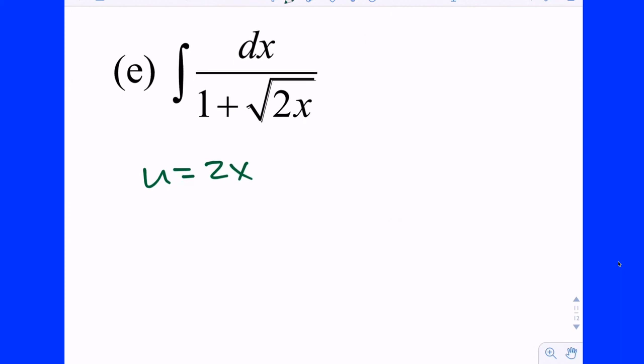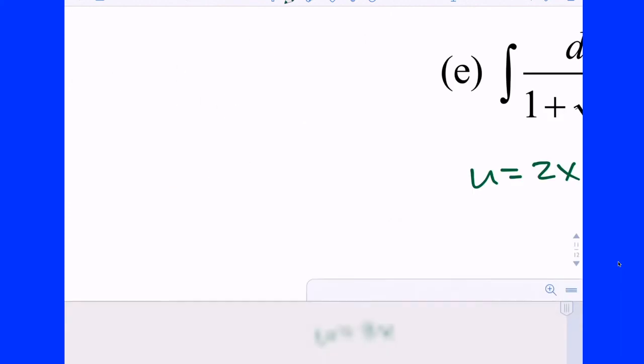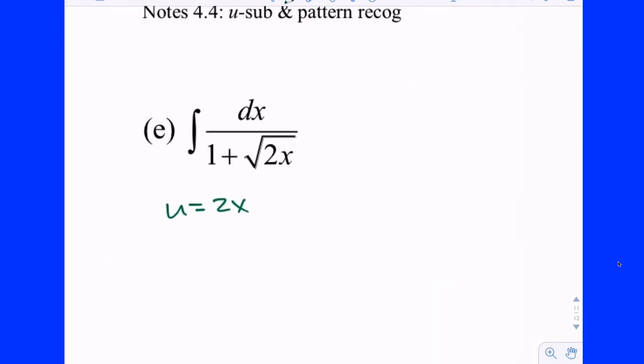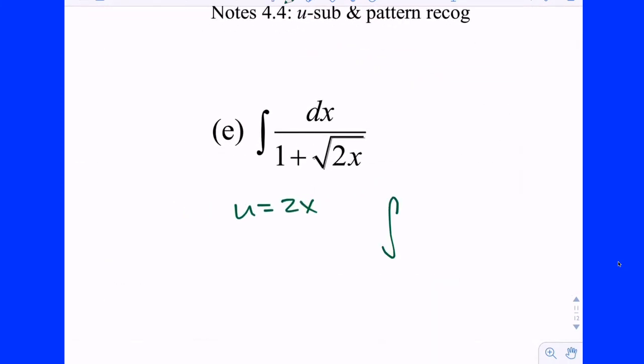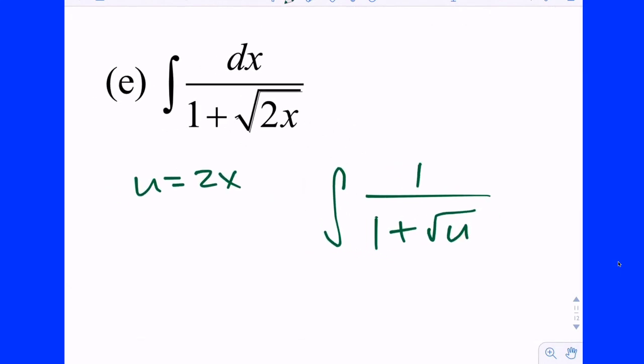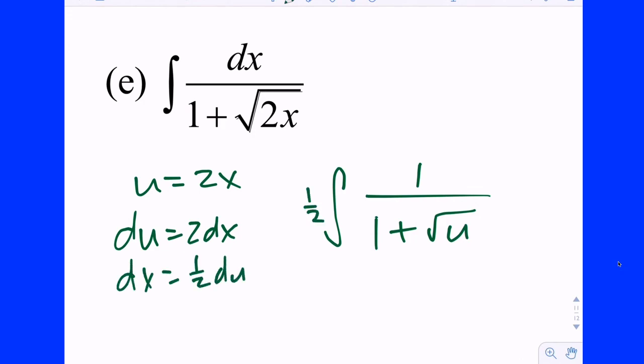If u equals 2x, then we get the integral of 1 over 1 plus the square root of u, and I just need to replace dx. So du would equal 2 dx, and dx would equal 1/2 du. Okay, so I can pull the 1/2 out front and put the du at the back, and now I reevaluate. What would you call the inside function now? Nothing changed. You're right.